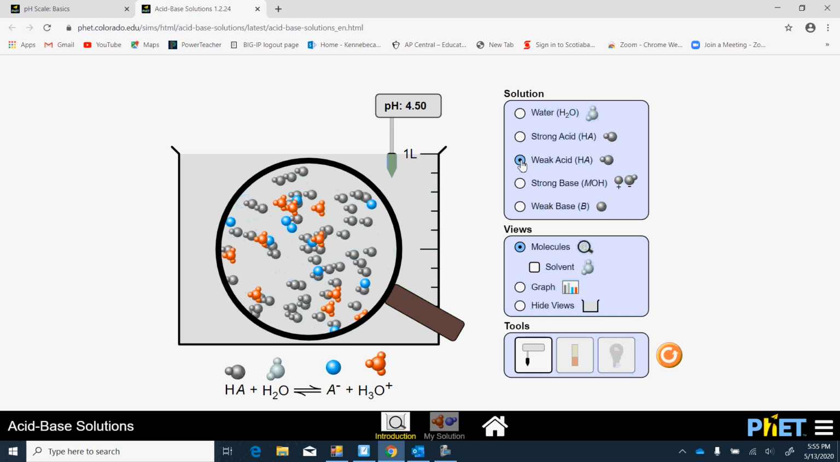Weak acid, we drop it. We've got lots of the HA left over that didn't split. We're back to equilibrium, right? They only slightly ionize, the weak acid.